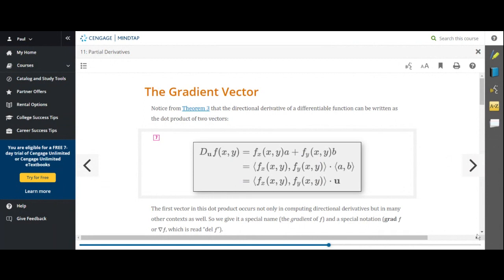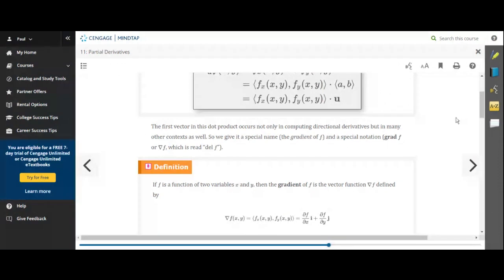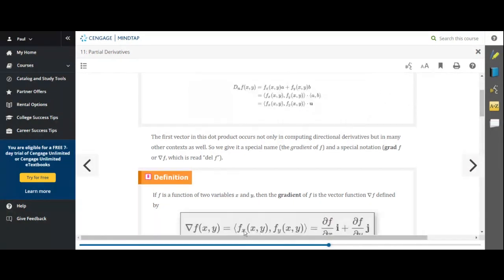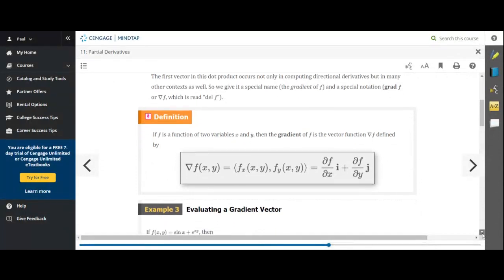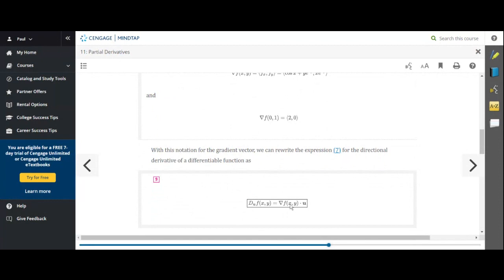So you can express the directional derivative, hold on here. Okay, here's the gradient vector, and you can write the directional derivative then with this nice, compact formula.